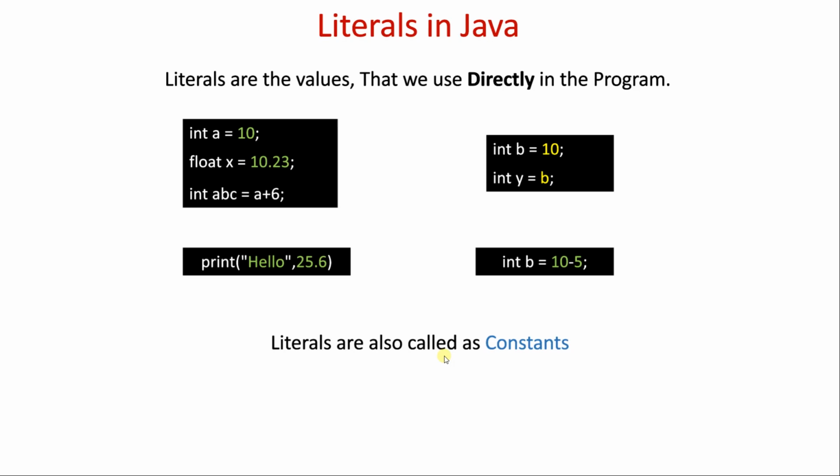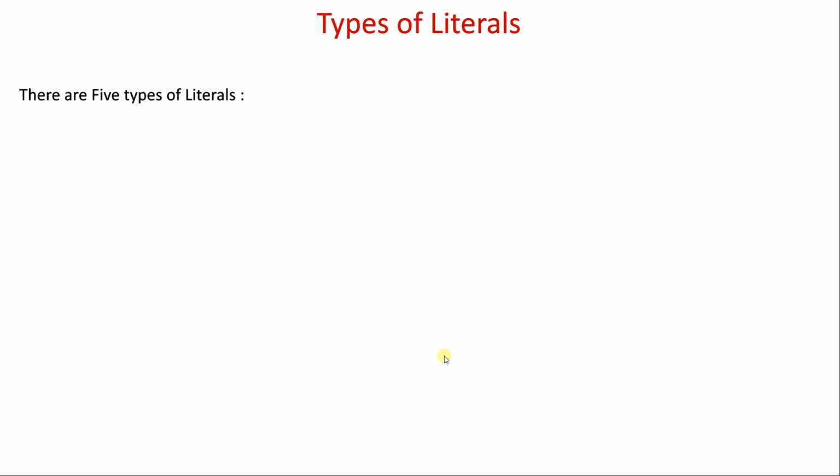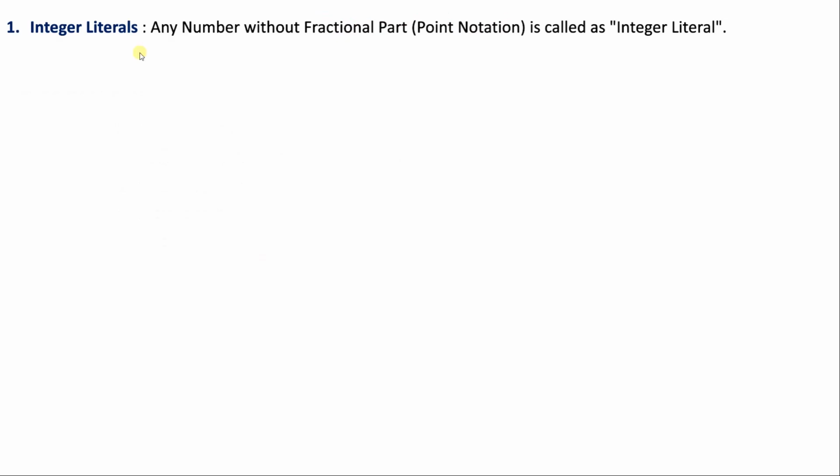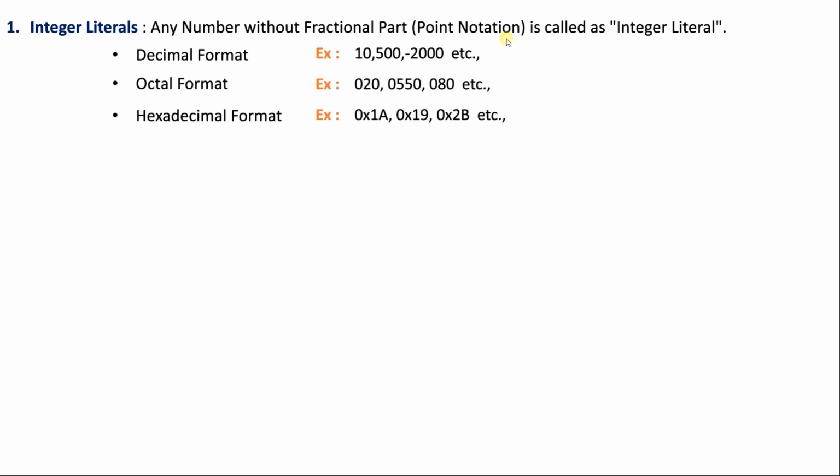Okay, now see the types of literals. There are 5 types of literals. They are integer literals, floating point literals or real constants, character literals, string literals and boolean literals. Okay, first of all, integer literals. An integer literal is any number that does not contain a fractional part, that is, it does not contain a point value. There are 3 formats of integer literals that we can use in the Java program. They are this decimal format, octal format and this hexadecimal format.